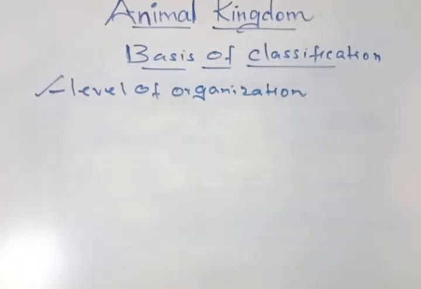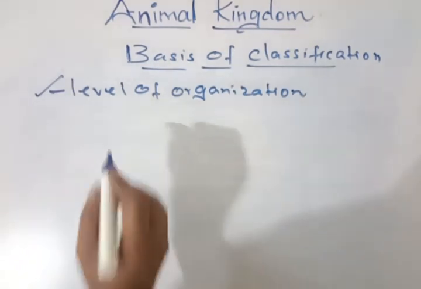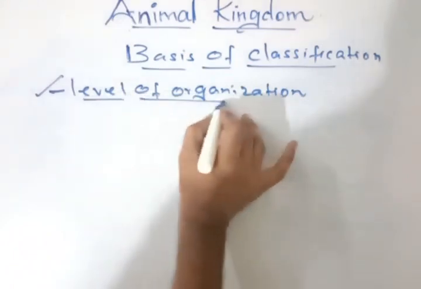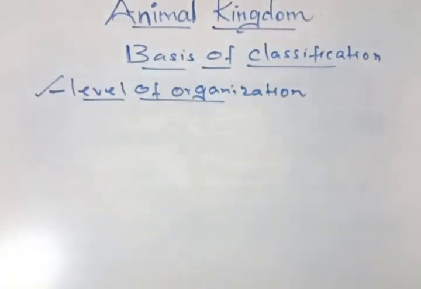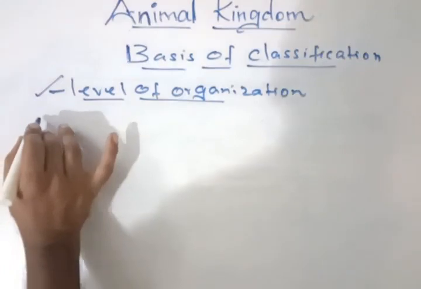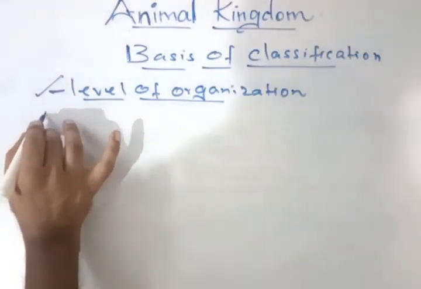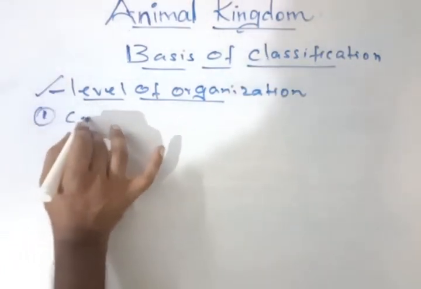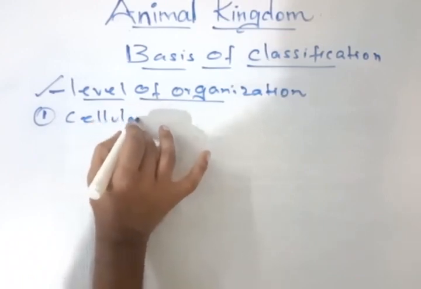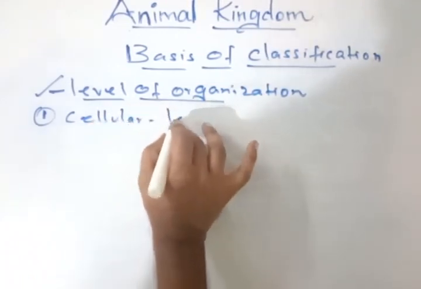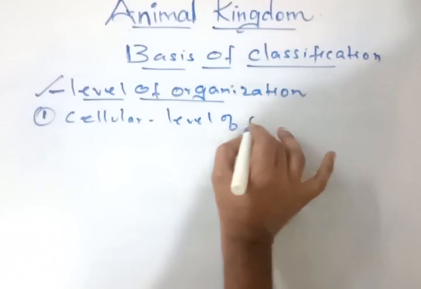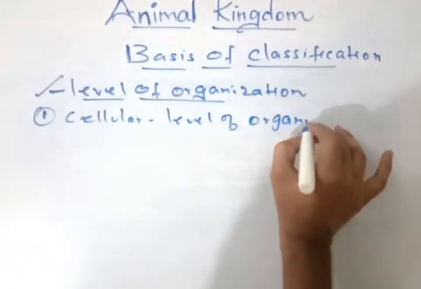Of organization, we will talk about four different levels. Now, the first one is the cellular level of organization. This is the first one, the cellular level of organization.